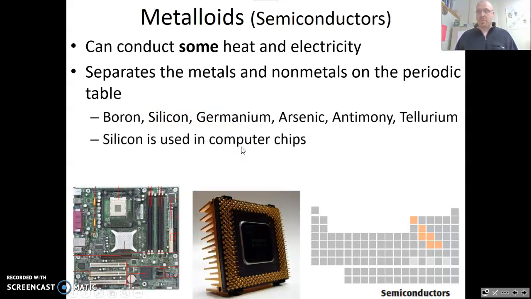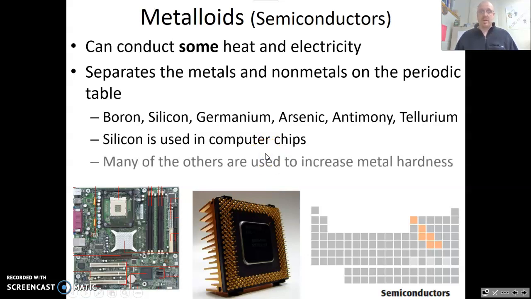Silicon probably is the most familiar to you because it's used in computer chips. It is a semiconductor, which allows it to do the 1 and 0, back and forth, off and on, that old computers used to use. Many of the others are used to increase metal hardness. You add a little bit of germanium or boron, and you really increase the strength of the steel you're dealing with.